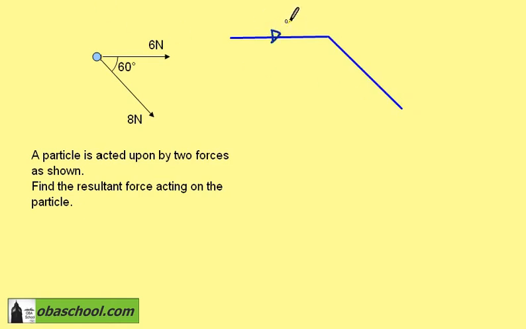We have the 6 Newton force, the 8 Newton force, and note how it's drawn in the usual way, with the tail of the 8 Newton force on the tip of the 6 Newton force. From our original diagram, we can see that this angle is 60 degrees. To complete the diagram, we need to draw the third side of the triangle. Note the direction that this goes in.